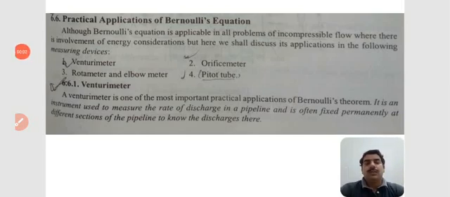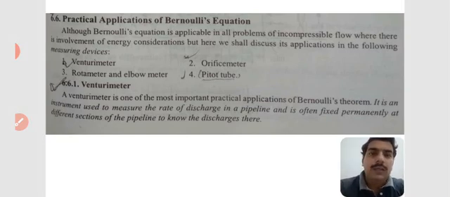Today in your fluid mechanics class, in module 3, we cover Bernoulli's equation and its applications. The proof of Bernoulli's equation and a detailed discussion were covered in unit 1 and unit 2, and now the practical applications of Bernoulli's equation are as follows.